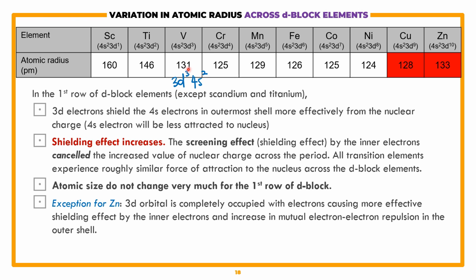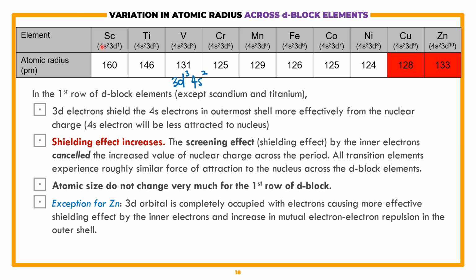Apabila elektron pada 3D bertambah daripada vanadium sehingga ke zinc, ini menunjukkan bahawa elektron pada 3D orbitals akan shield 4s electron more effectively from the nucleus attraction. So hence, apabila 3D ini akan berfungsi untuk melindungi 4s daripada tarikan of the nucleus, shielding effect will be increases. The screening effect by inner electrons cancel the increased value of nuclear charge across the period. So all transition elements experience roughly similar force of attraction to the nucleus across the d block elements.